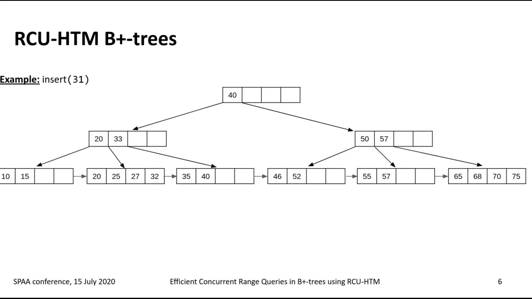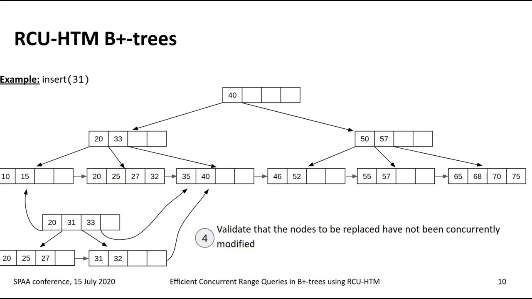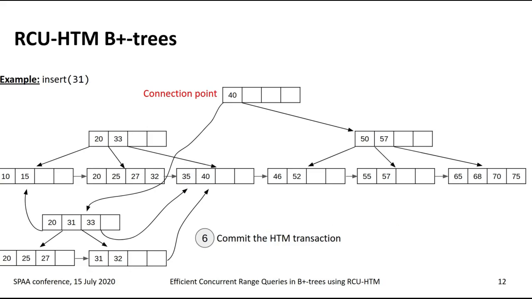Here is an example where we insert key 31 in a B+ tree. The traversal is first performed, and then the subtree copy is created with the modifications applied on copies of the affected nodes. Then we start an HTM transaction, validate that the nodes that are going to be replaced have not been concurrently modified, and then we install the newly created copy by changing the child pointer of the connection point, which here is the root of the tree. Finally, we commit the HTM transaction.